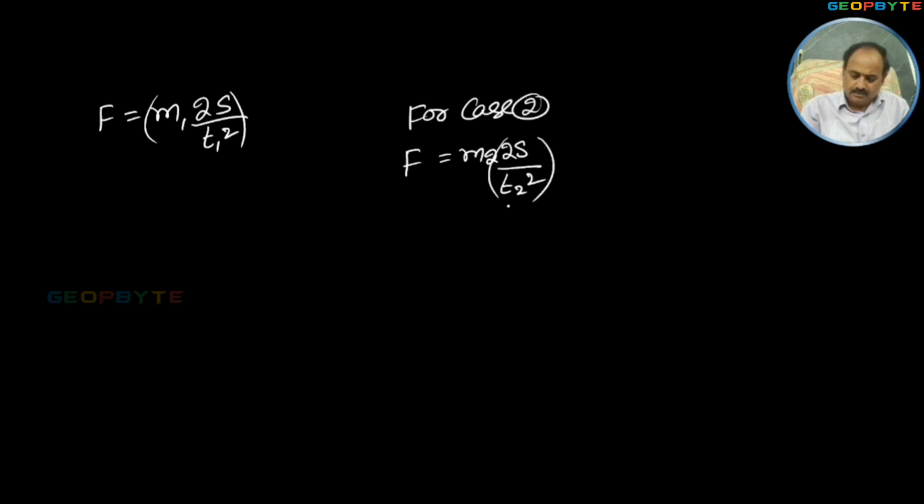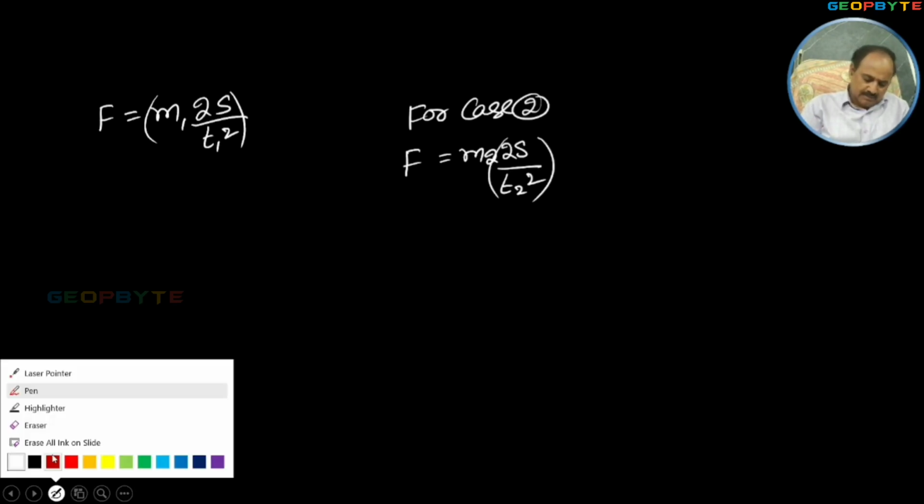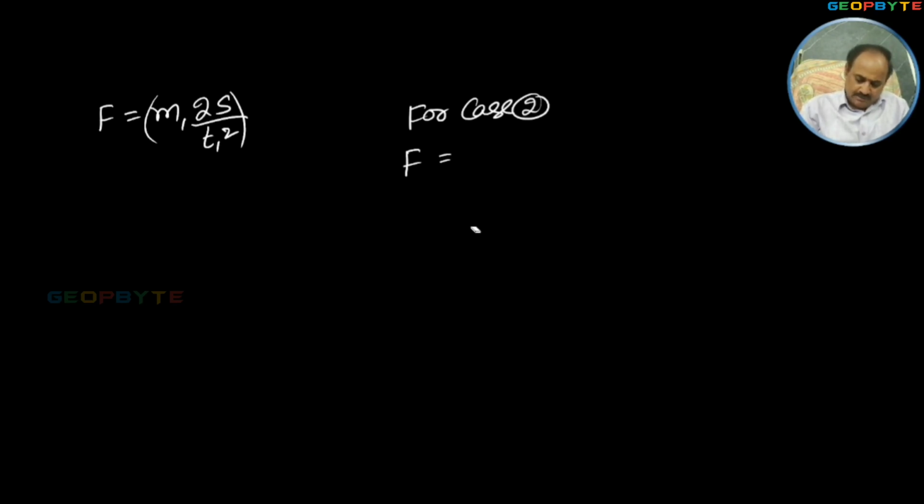So finally we got that. But for the second case, for case 2, how can you write? Net force remains same. m2 into 2s by t2 square. Let me write it clearly. m2 into 2s by t2 square. Since net force remains same, let the relations be relation number 1 and relation 2.